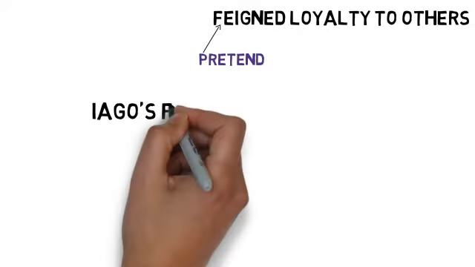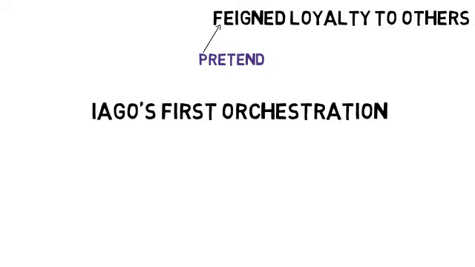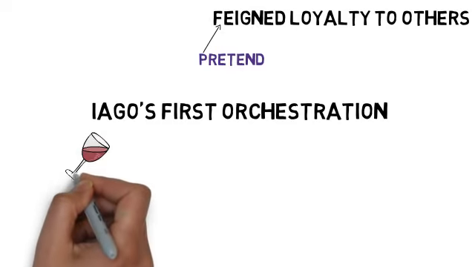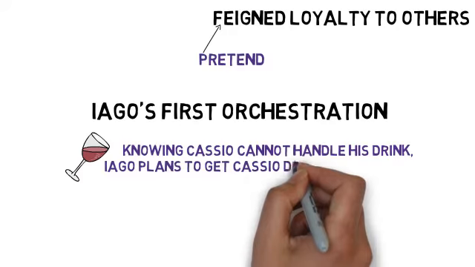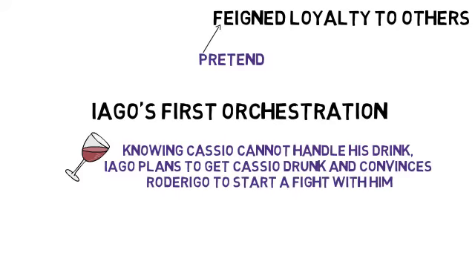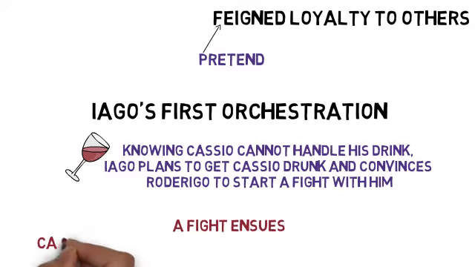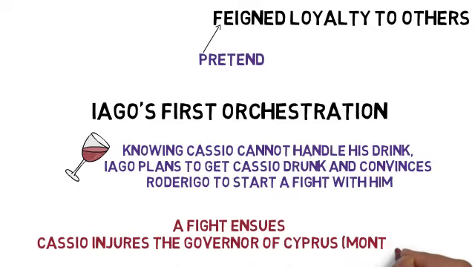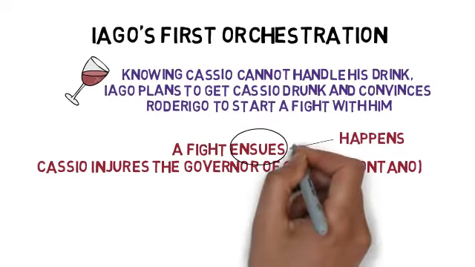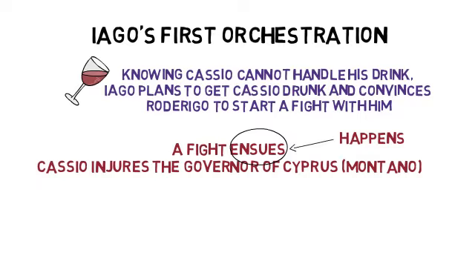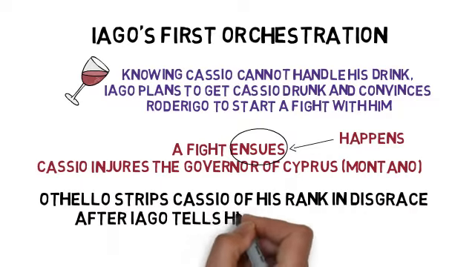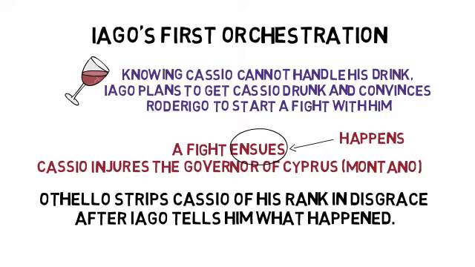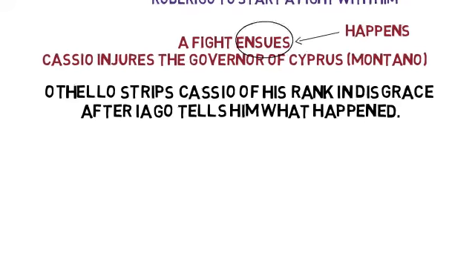Iago's first orchestration comes during the celebration. Knowing Cassio cannot handle his drink, Iago plans to get Cassio drunk and convinces Rodrigo to start a fight with him. When Rodrigo provokes Cassio at the celebration, a fight ensues, and in the drunken confusion, Cassio injures the governor of Cyprus, Montano. When Othello arrives after the alarm is raised, he strips Cassio of his rank in disgrace after Iago, who's pretending to be reluctant, tells him what happened.